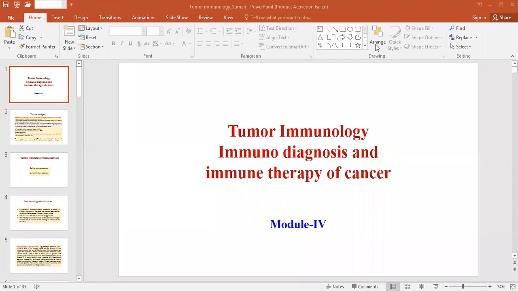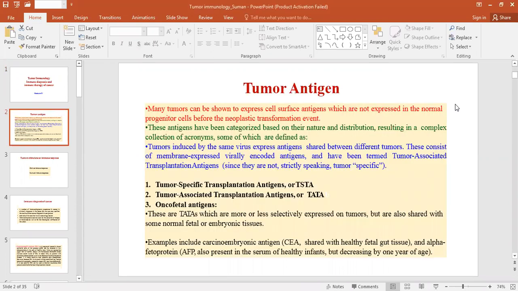Dear students, today I am going to deliver the lecture on tumor immunology, immunodiagnosis, and immunotherapy of cancer. First, I will start with tumor immunology. Tumor immunology has been defined as part of immunology that deals with the antigens on tumor cells and the immune response to them.